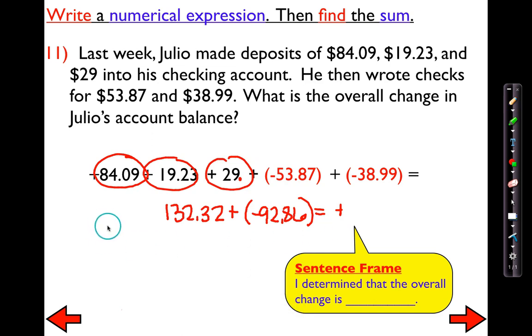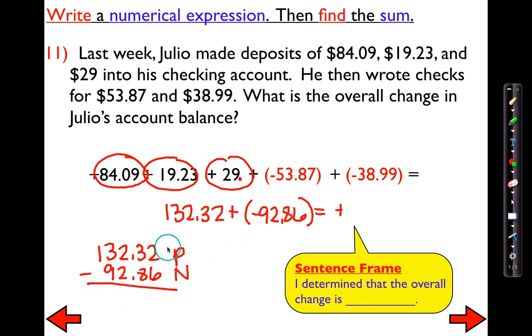How many more positives are than negatives? Well, let's find out. $132.32 positives with 92.86 negative. So notice I aligned my decimal. That way the 1s are aligned, the 10s are aligned, and everything else gets aligned in the process. And you see how many more positives there are. So let's go ahead and find the difference.